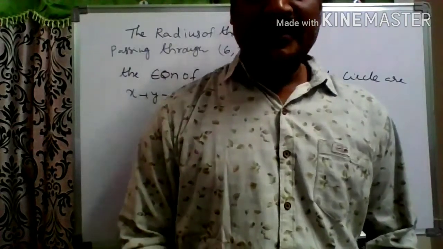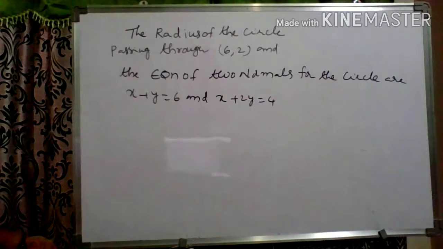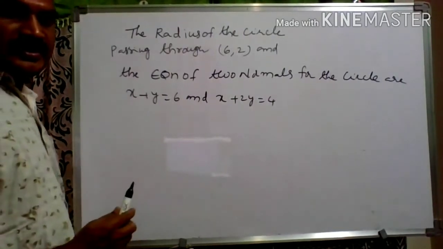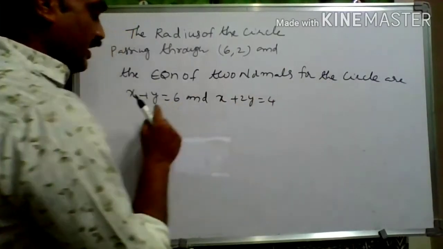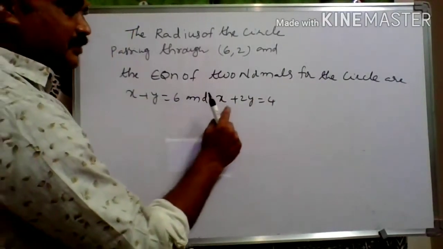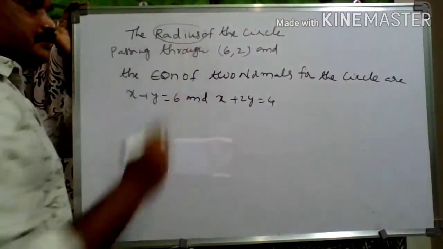Students, some problems in circles. The radius of the circle passing through (6, 2) and the equation of two normals for the circle are x + y = 6 and x + 2y = 4. Students, here calculate the radius of the circle.